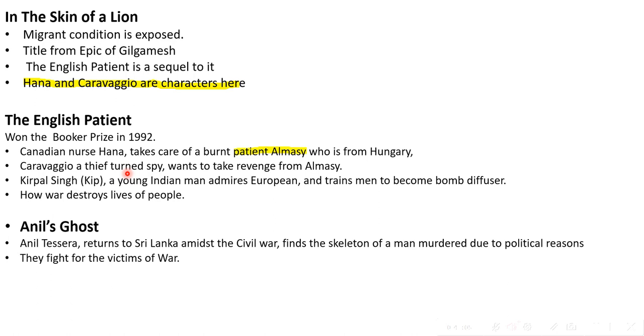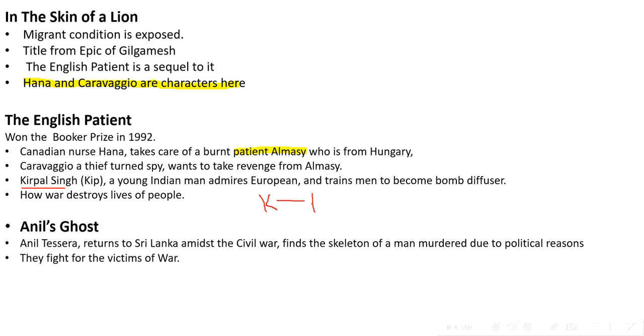Later on, another character is introduced, Kirpal Singh or Kip, a young Indian who admires European people. He is also training there to become a bomb diffuser, or sapper as we call them. This man Kirpal Singh falls in love with Hannah. They both think of going to India together, because Kirpal Singh has to work in India. He has some future prospects there, but Hannah is not ready to leave the hospital.